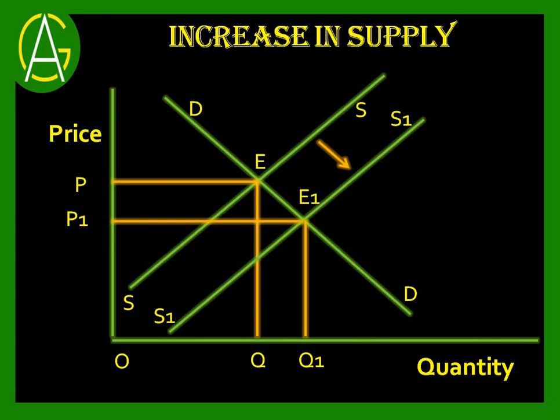Now what can be the question here? An MCQ can be asked like this. When there is an increase in the supply and no change in the demand, what will be the effect on equilibrium price and quantity? So the answer is: equilibrium price will decrease and equilibrium quantity will increase. Then, decrease in the supply. When there is a decrease in the supply, let us see what will be the effect on the price.